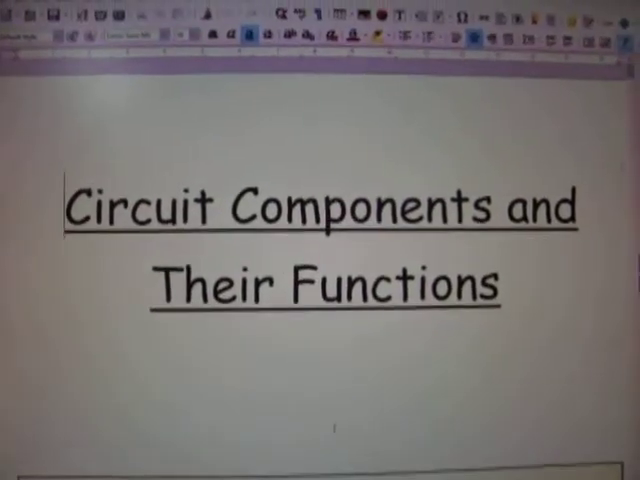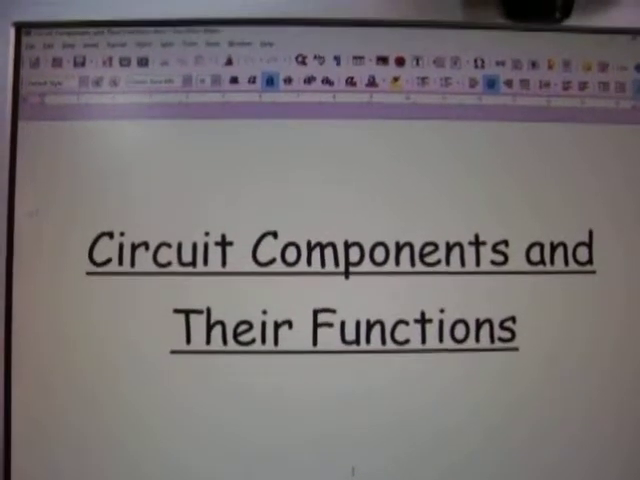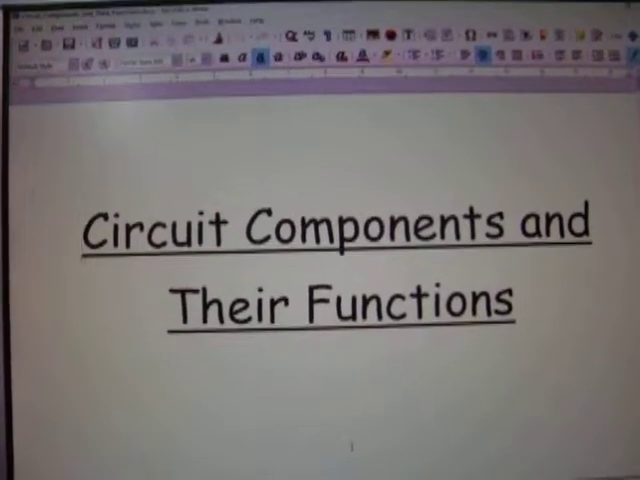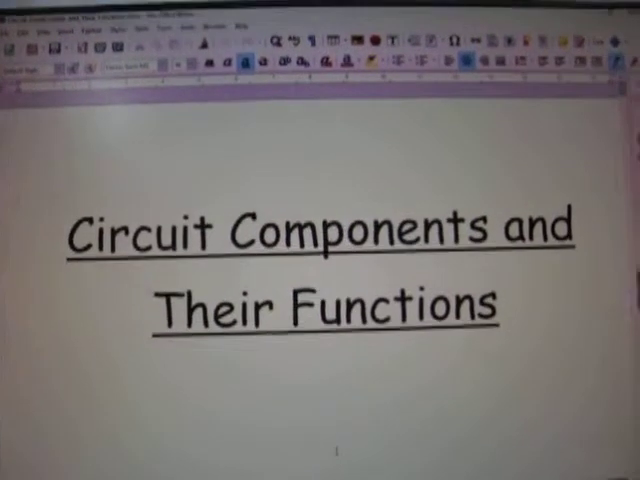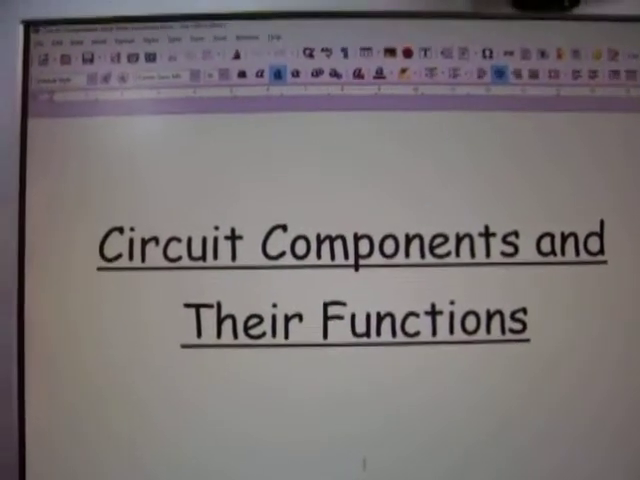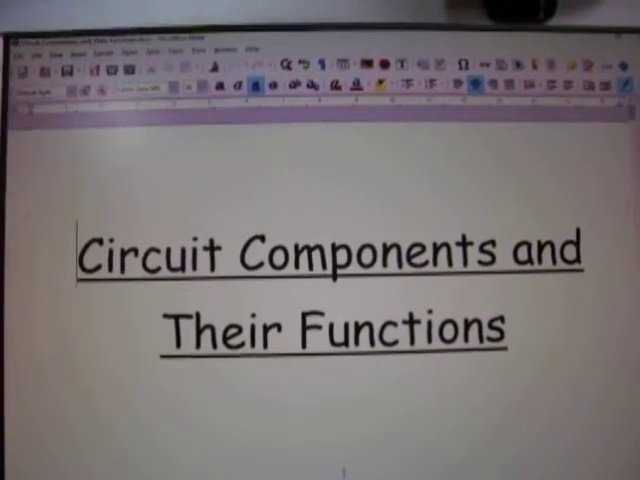What we want to look at is circuit components and their functions. Now what this means is that we're looking at the symbols that make up a circuit, that you would need to use to show in a diagram what you're trying to say. Now, engineers use symbols, and these symbols are recognized around the world. Okay?